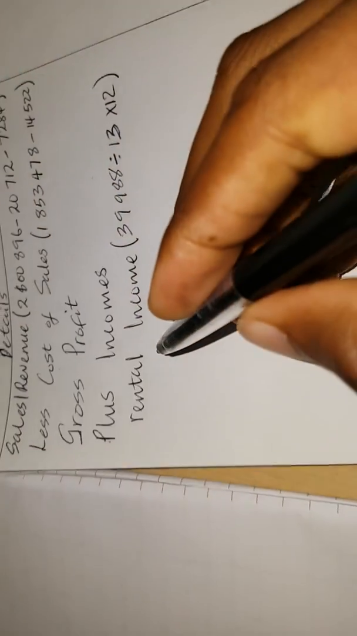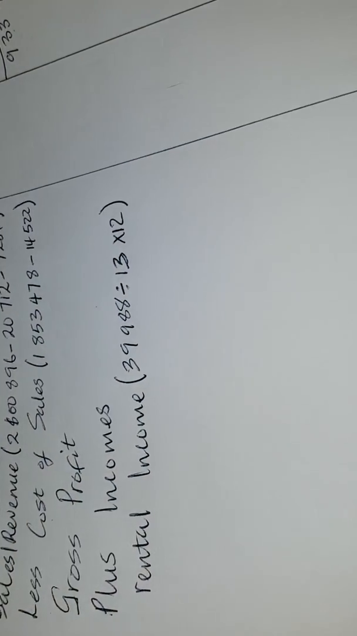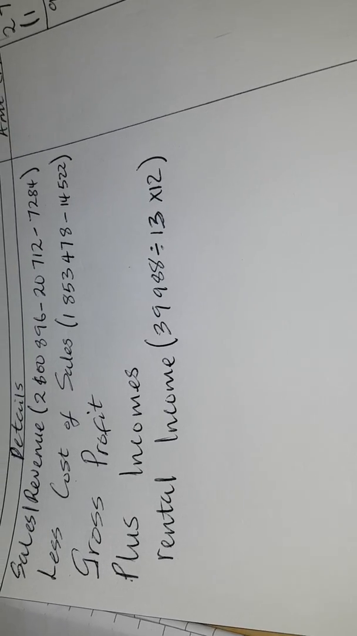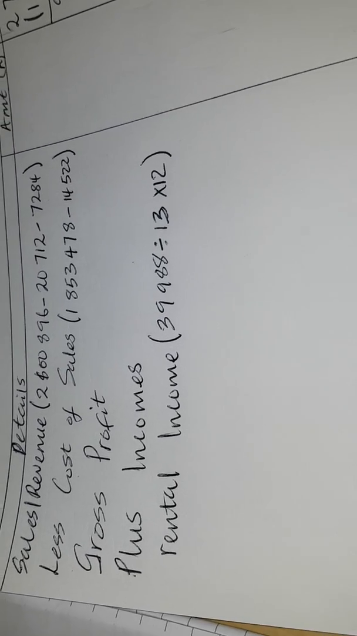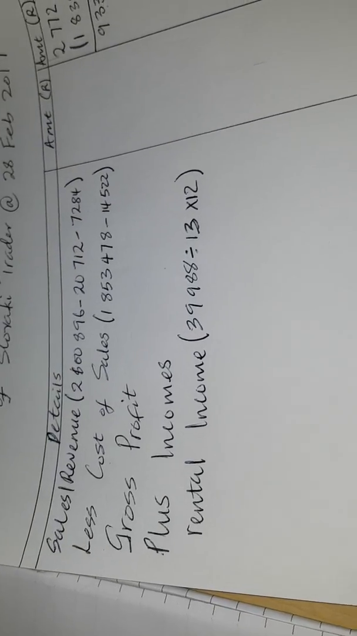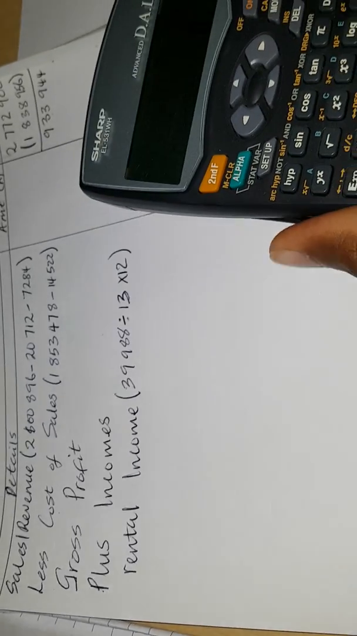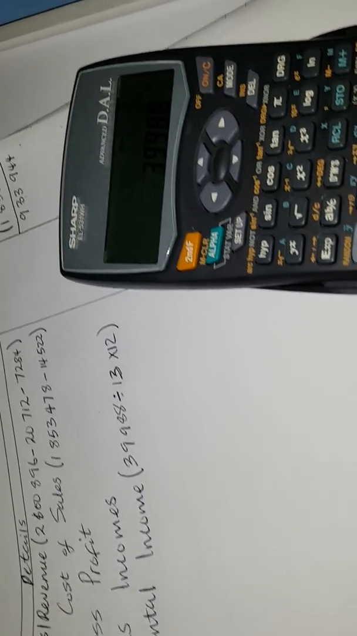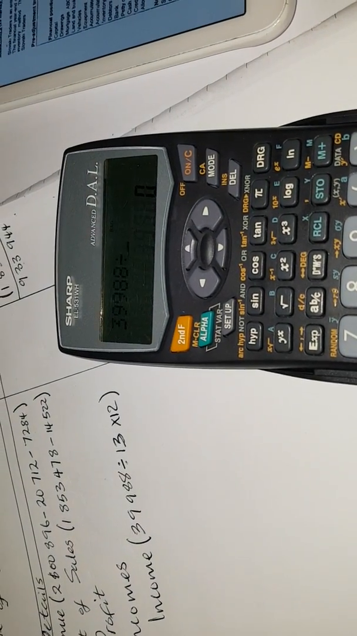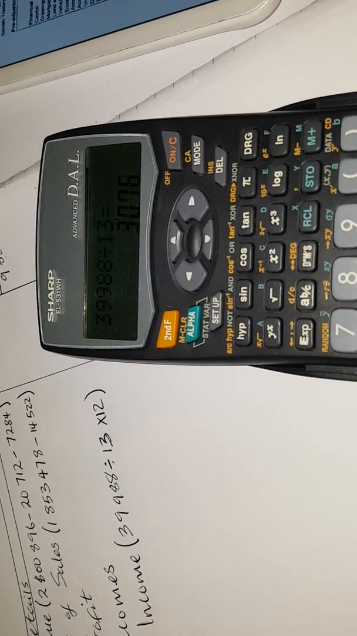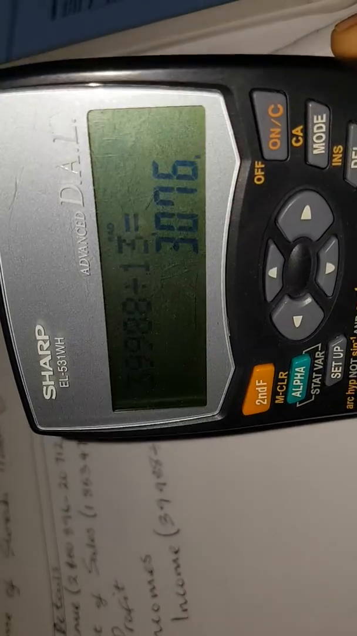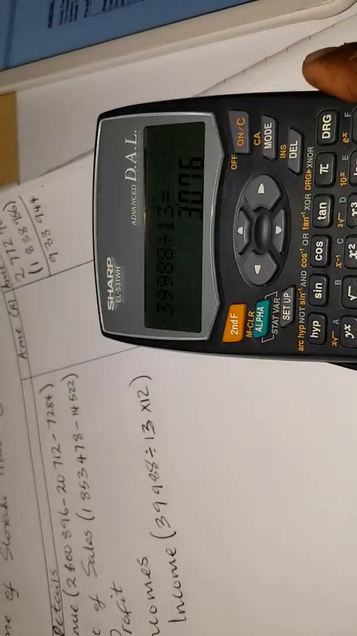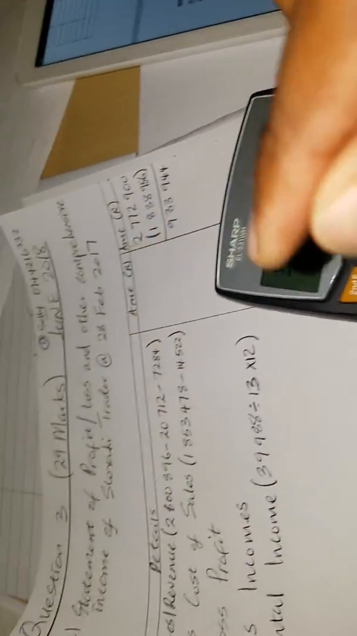That is why I came here and say rental income is 39,988 divided by 13 months, and I will see how much was he paying per month, and then you multiply by 12, and then I'll take the calculator and say 39,988, okay, divided by 13. So it means per month Mr. Matsatsela was paying 3,076.